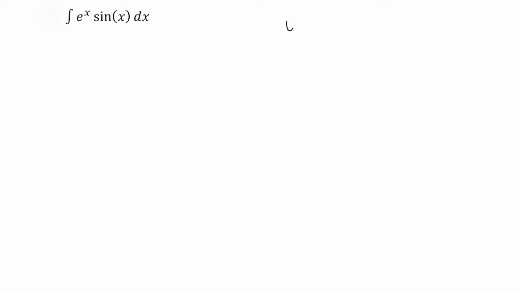Well, I'm going to let u equal sine x and dv equal e to the x dx. So now du is equal to cosine x dx, and v is equal to e to the x. Please pause your video and rewrite this integral using integration by parts.